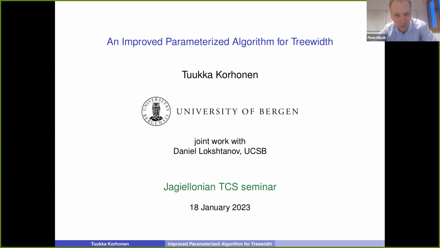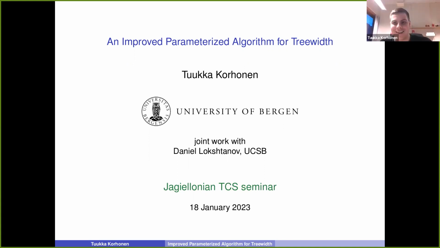But anyway, today our speaker is Tuukka Korhonen from the University of Bergen. Tuukka is a PhD student under the supervision of Fedor Fomin. From what I can tell, lots of his work concerns FPT or approximation algorithms for various graph width parameters of graph classes. Most prominently, the treewidth, which is also the topic of his lecture today. So Tuukka, thank you for joining us, and we're ready whenever you're ready.